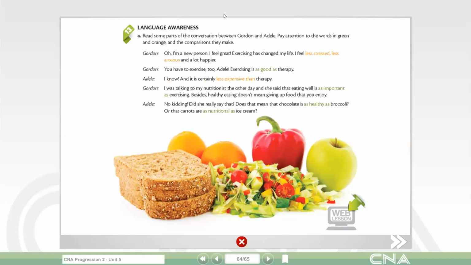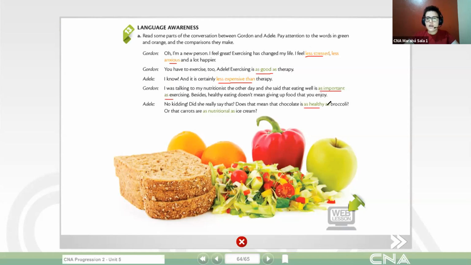Yes, very good. Okay, so in this conversation here, we have some parts of the sentences, the comparatives, that are highlighted. We have in orange, less stressed, less anxious, less expensive than. And in green, as good as, as important as, as healthy as, and as nutritional as. So orange, less and less than, and green, as good as, as important as, as healthy as, as nutritional as. So pay attention to those expressions that are in orange and in green.